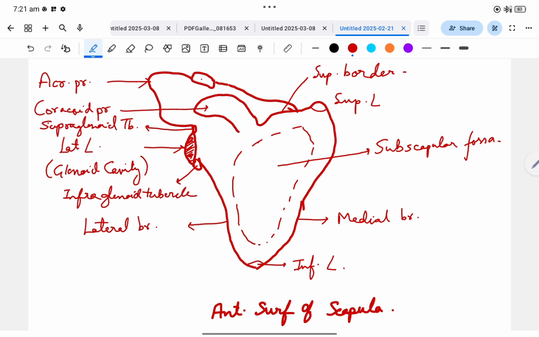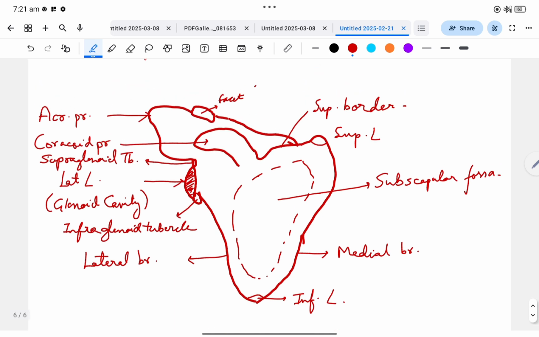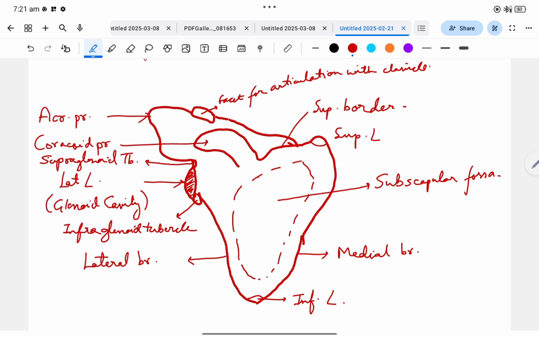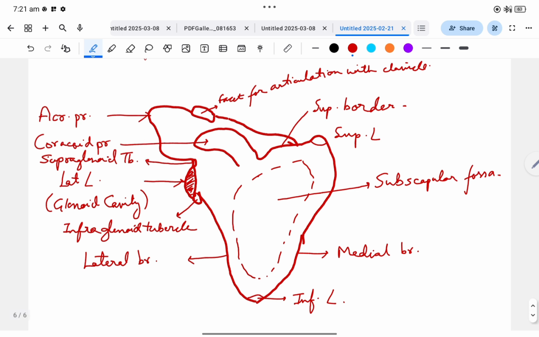And this last one, this is the facet for articulation with the clavicle. So these are the things we found in the anterior view of the scapula.